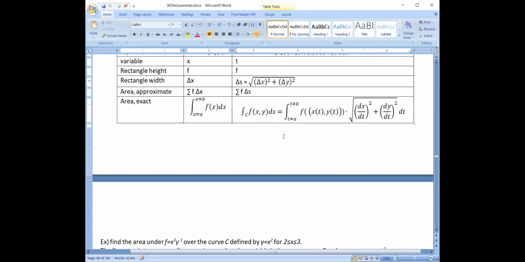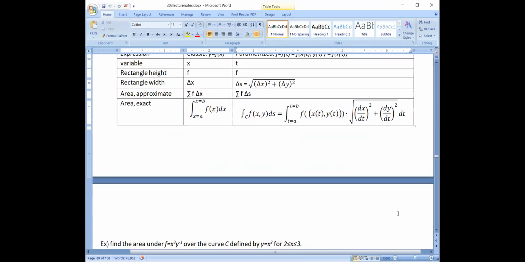So let's do an example to see how this works. Here's a function f equals x cubed y to the negative 1. Find the area under f over the curve C, which is defined in the following way: y equals x squared as x goes from 2 to 3.